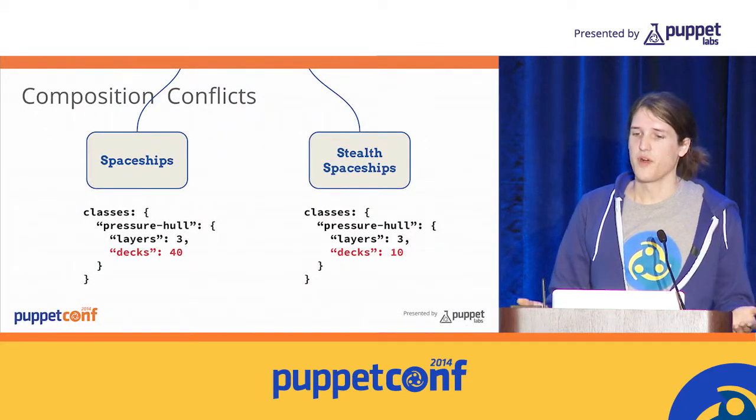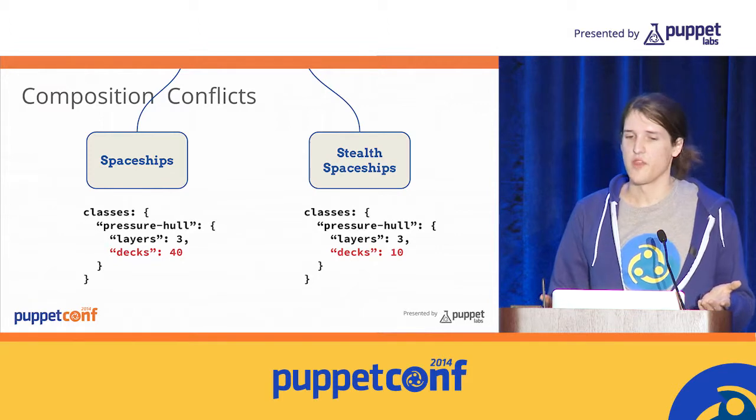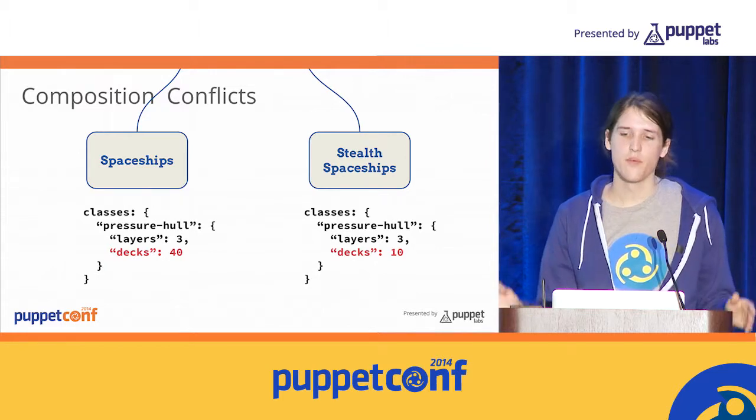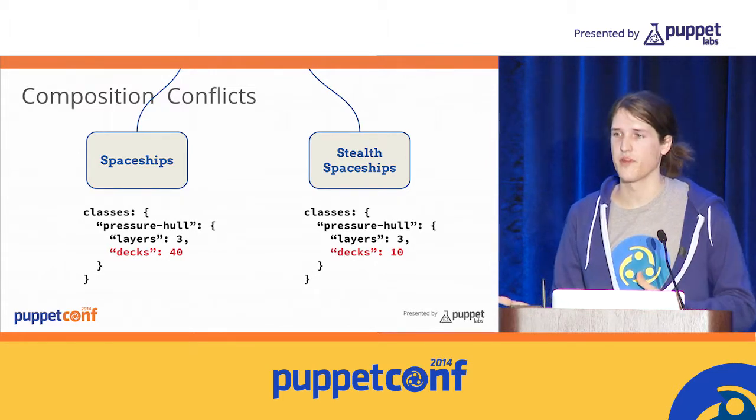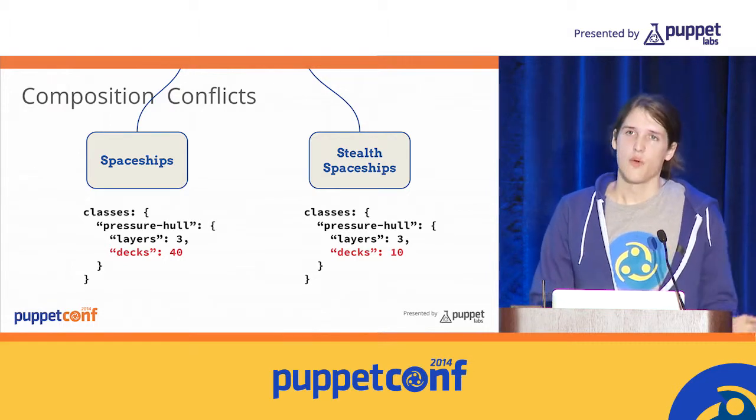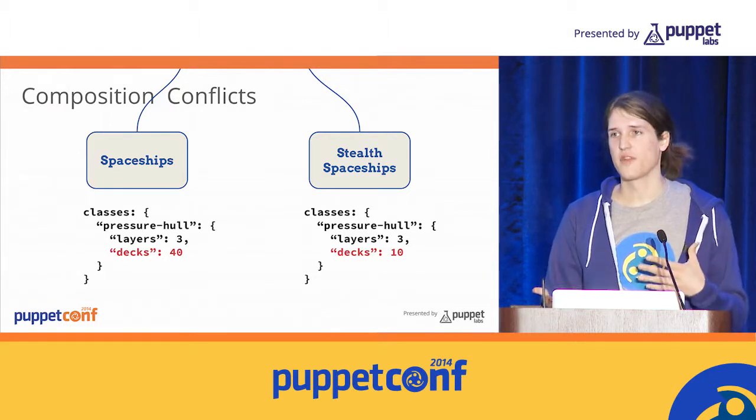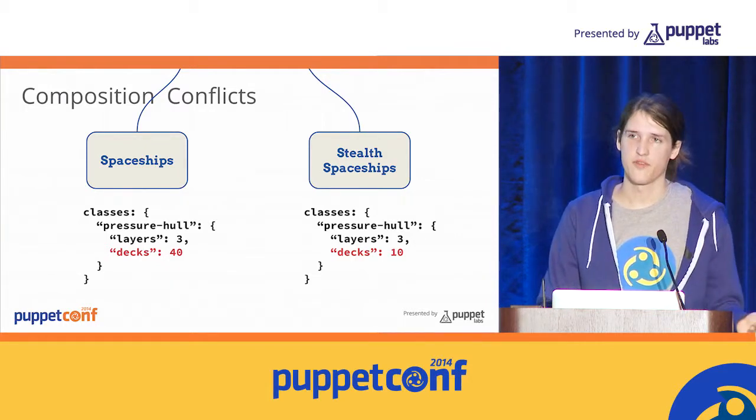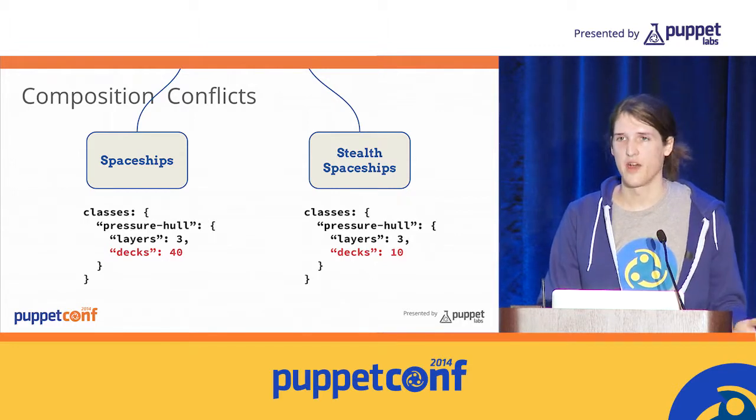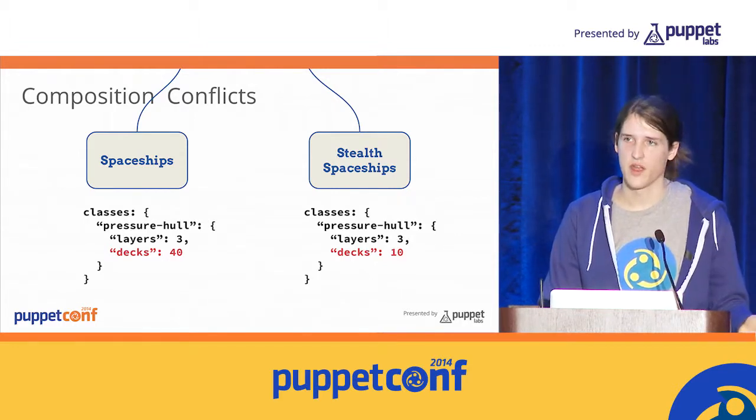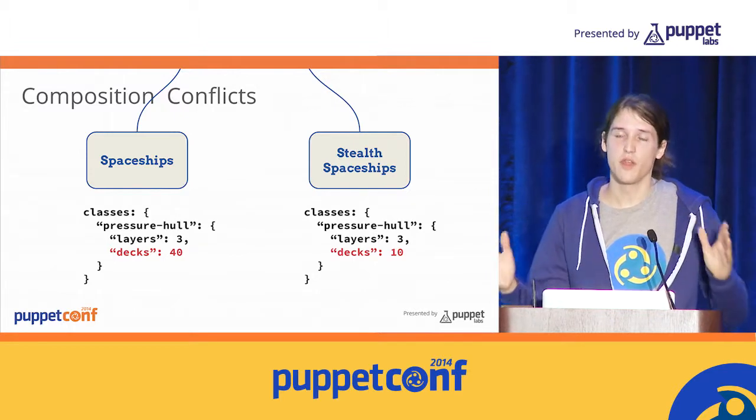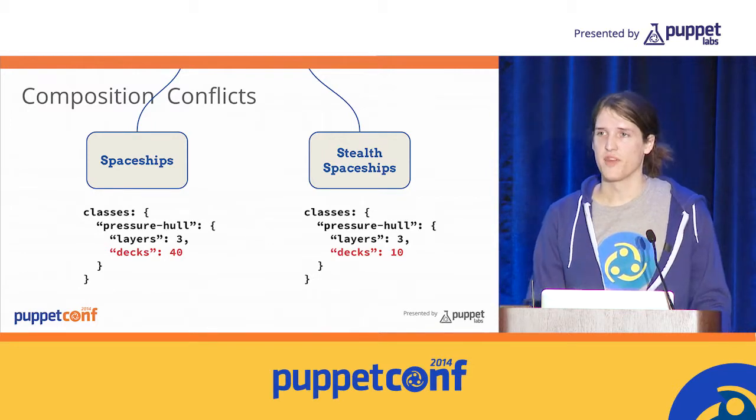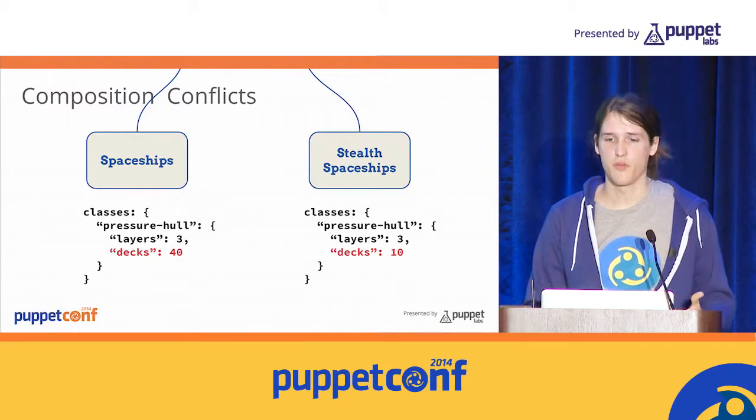So here's an example of a composition conflict that you might find. If there's no inheritance relationship between spaceships and stealth spaceships, and they both set different values for the same class parameter, then that's going to be a conflict. And when the node manager finds a conflict during this composition process, it sends back a 500 result to the master, and the master will fail to compile the catalog, so the node will use its last cached catalog if possible. If the node manager is unable to understand what you've told it, it'll just blow up instead of trying to find some resolution without further input from you.